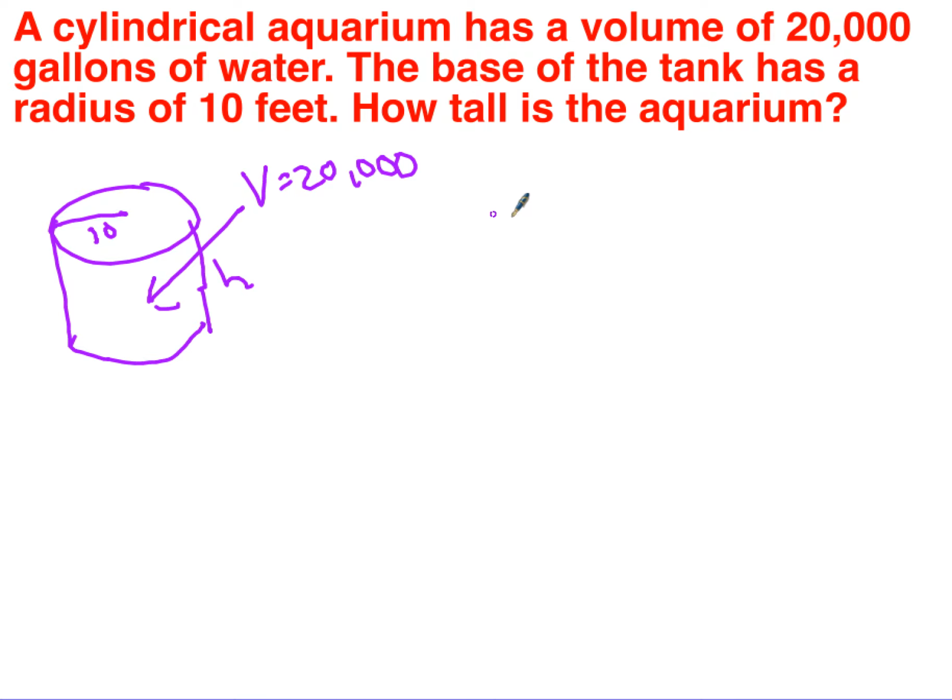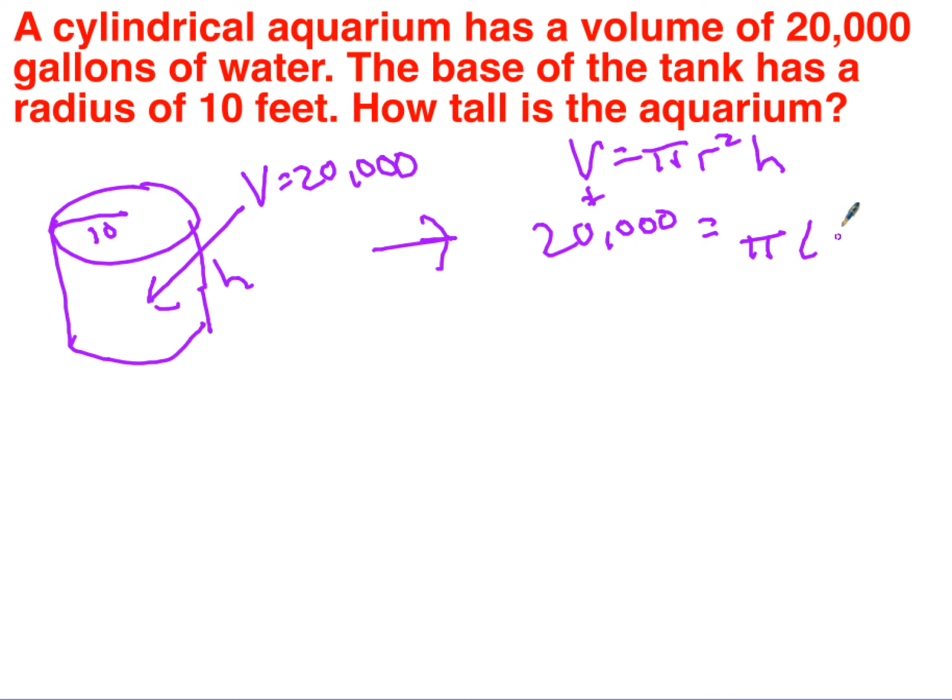So what we're going to do is set up our formula. If I know volume is 20,000, and I know my formula is pi r squared, the area of the base, times the height. So I'm substituting 20,000 equals pi times my radius squared times height. My radius is 10. Even though it's a word problem, you guys, this word right here tells us what the shape is. So it is a cylinder. It gives us our volume, and it gives us our radius. So it's the same exact thing. Now I can go ahead and start solving.